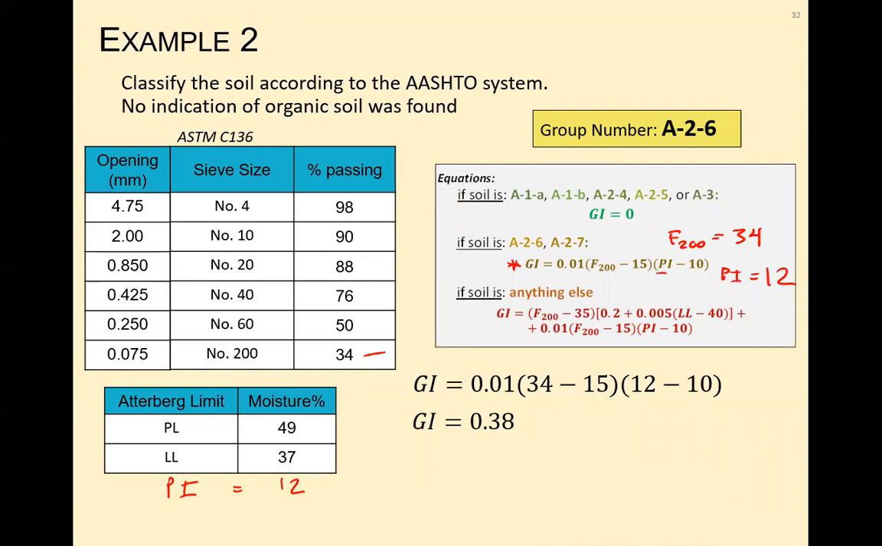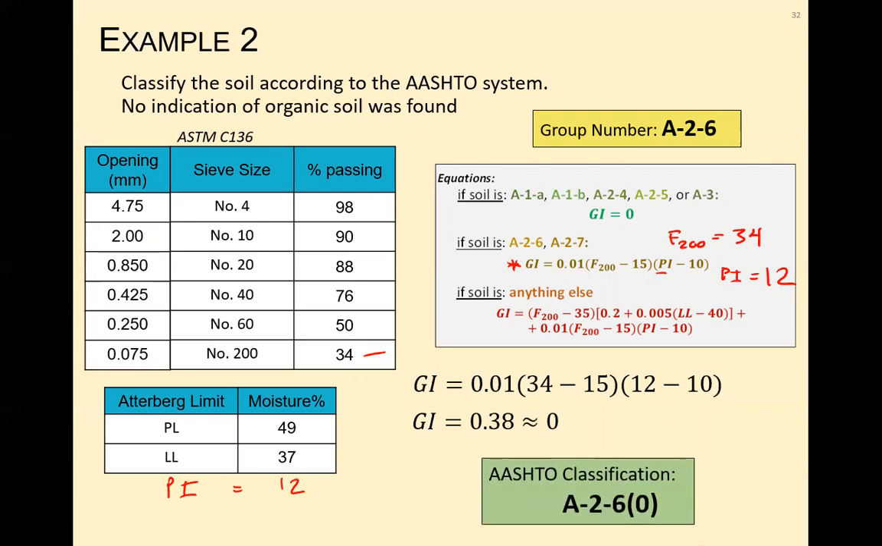So what do we do with this then? What would the GI value actually be? What would we say? Yep, yeah, 0, right? So that means our classification, we still round down, or even though we're getting some GI value, it's still a decent soil. So it's an A-2-4(0) would be our AASHTO classification.